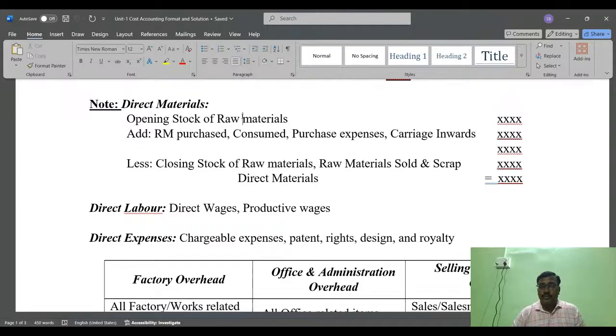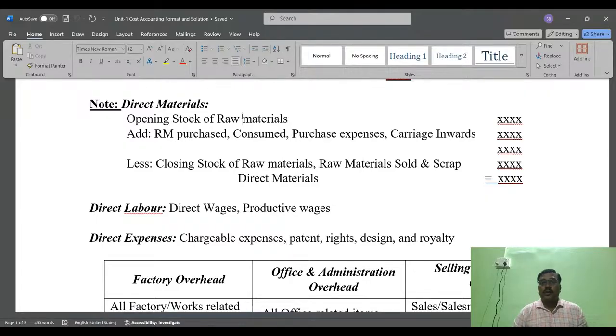So what we are doing here is taking the opening stock and adding the purchase-related expenses: cost of purchased material, purchase expenses, or carriage inward. From that, we have to deduct a few items, that is closing stock of raw material and raw material sold as scrap, so that we know how much direct material has been used during this year. Let me give one example.